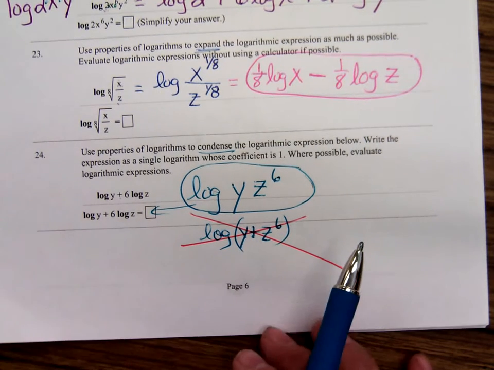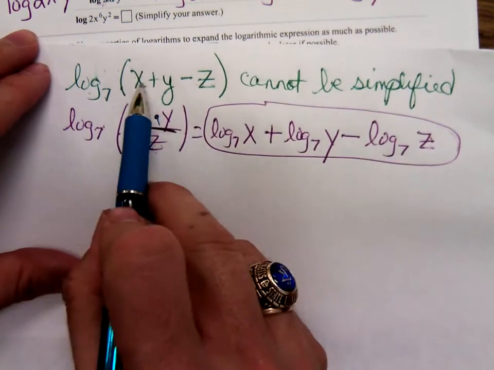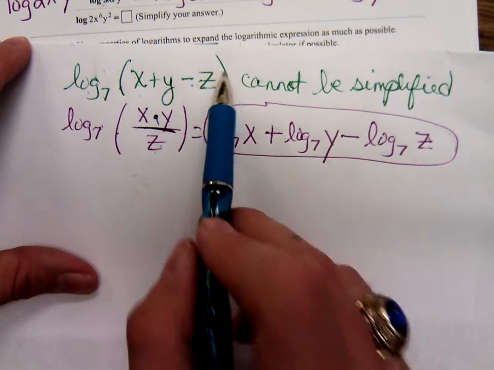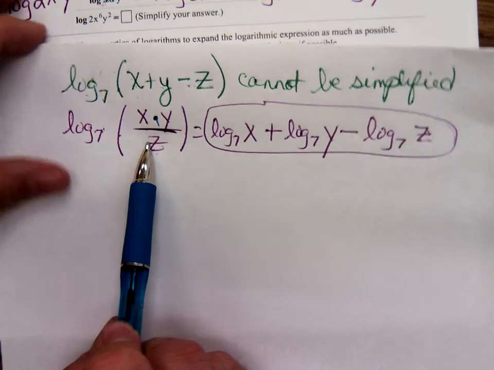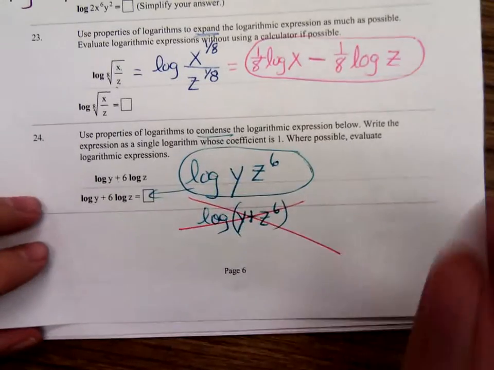Remember, previously in class I mentioned you can only separate at multiplication and division, not at addition and subtraction. You can't just say log x plus log y minus log z. That would be this one right here.